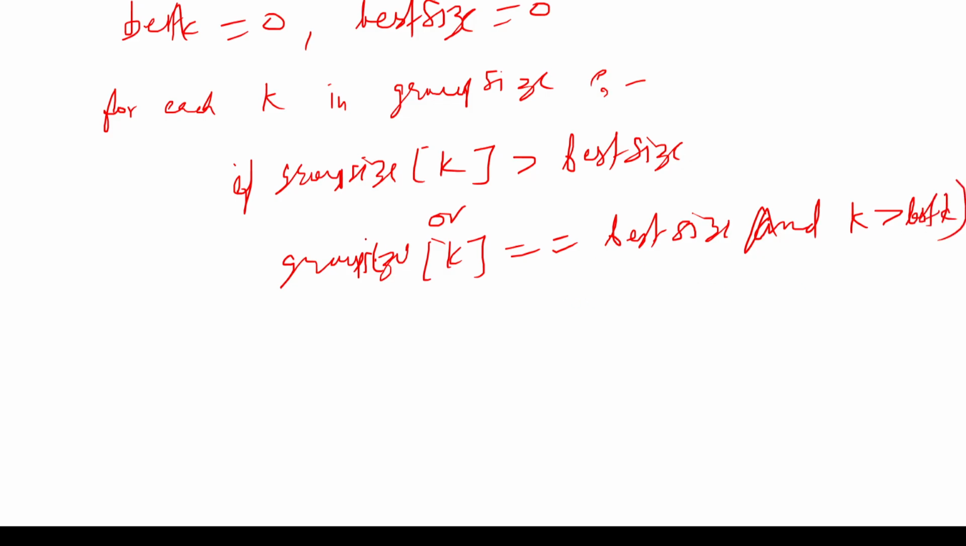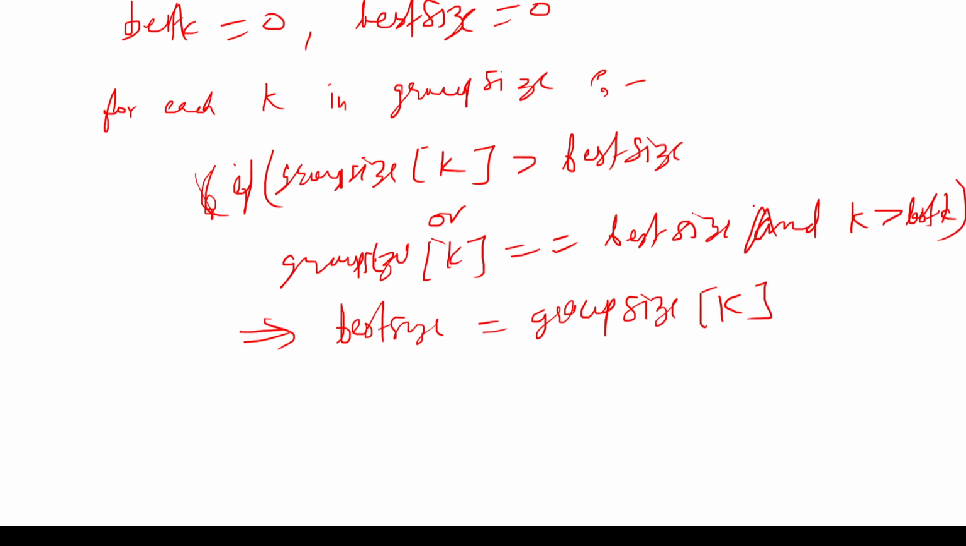Understand? In both cases, if this is happening, then what we will do is update our best size, and that we can get from the group size at k. Can we say that? And we'll update our best k also, which is nothing but k. So both we will update like this.